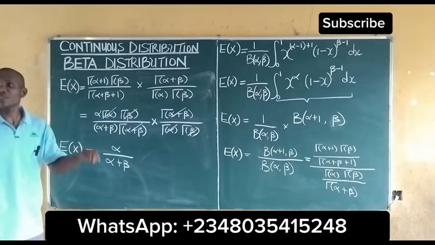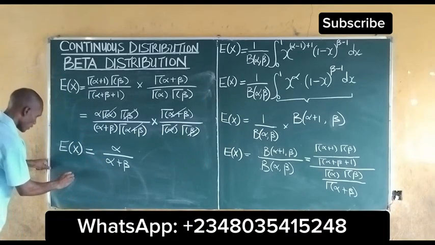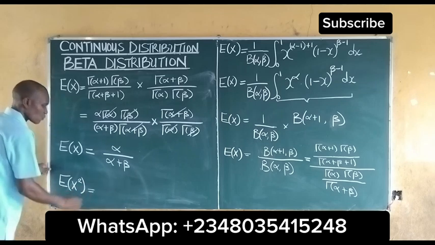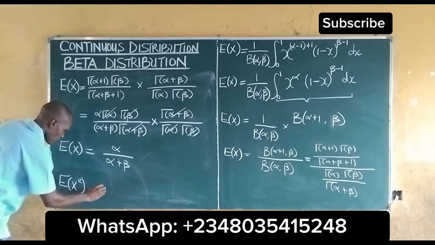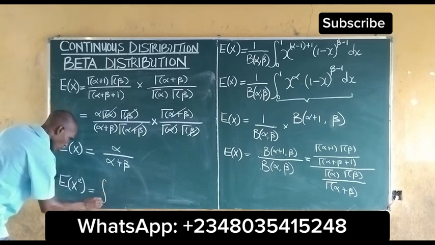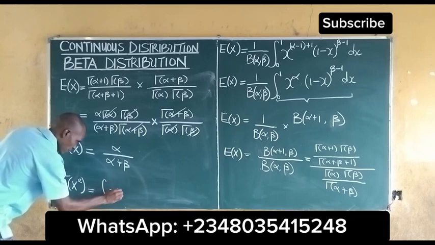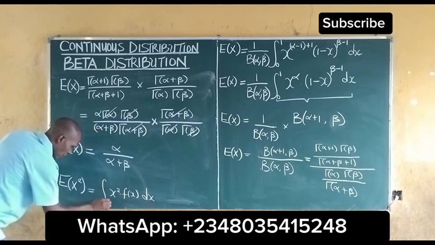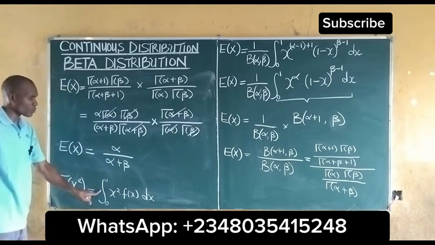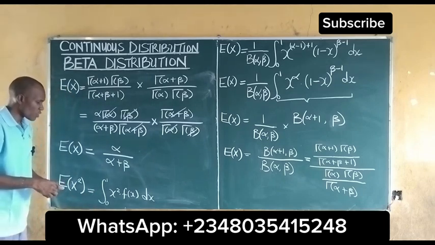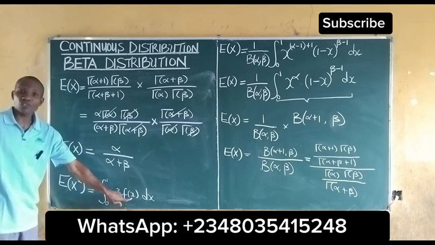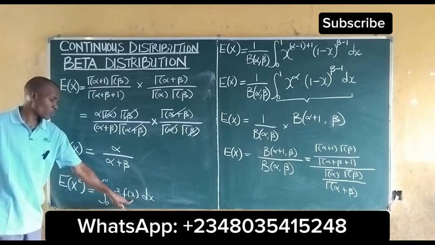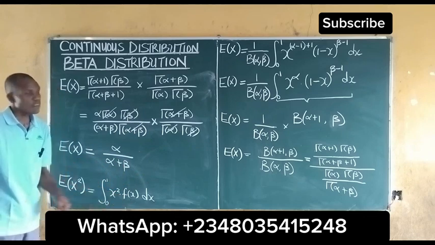To obtain the variance, we look for the expected value of x squared, which for a continuous distribution is equal to the integral of x squared multiplied by f of x dx, as the integral ranges from 0 to 1. So this is what we get. The next thing to do is to substitute the beta distribution into this function, since this function is the beta distribution in this case.